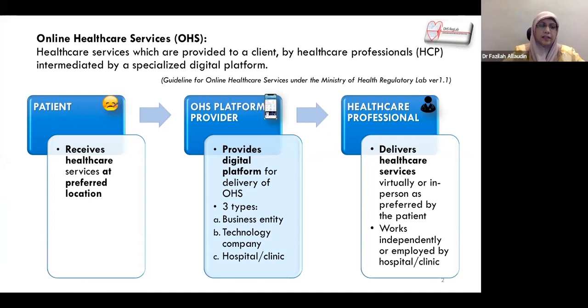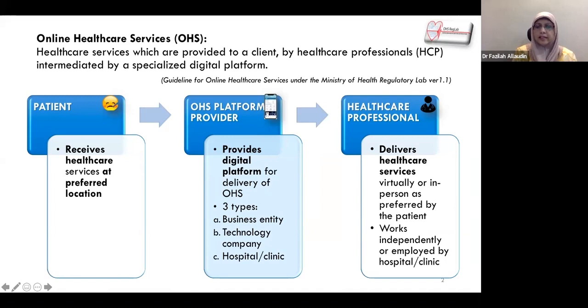One is the patient. The patient receives the healthcare services at the preferred location, followed by the online health service platform provider. There are three types of provider here. Either they can be a business entity by itself, providing the whole service end to end, or a technology company only intermediating between the patient and the healthcare professionals, or it can also be a hospital or clinic providing this entire platform for their patients.